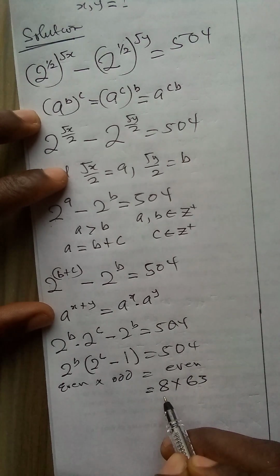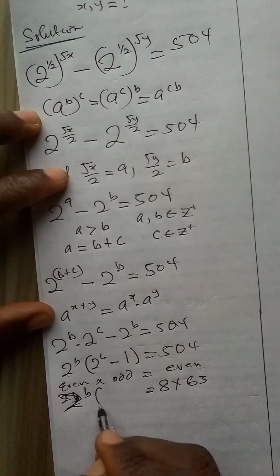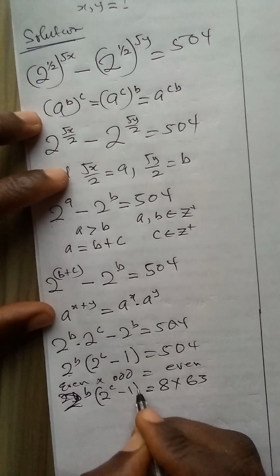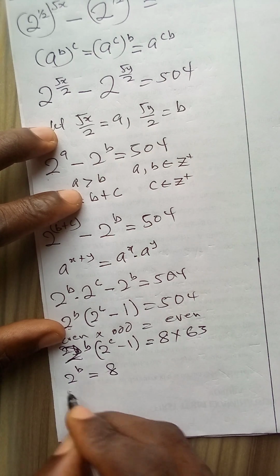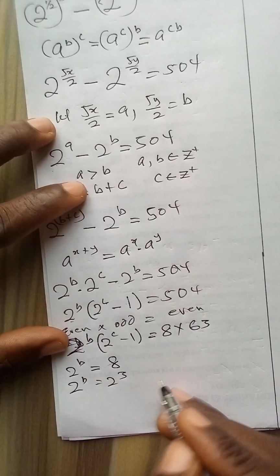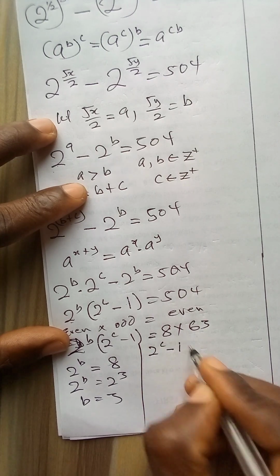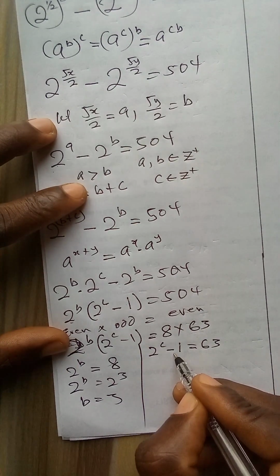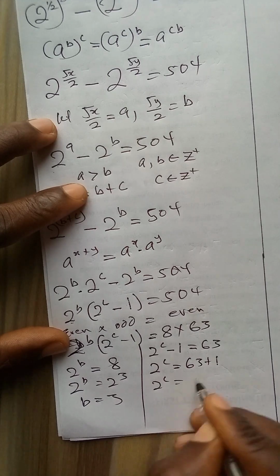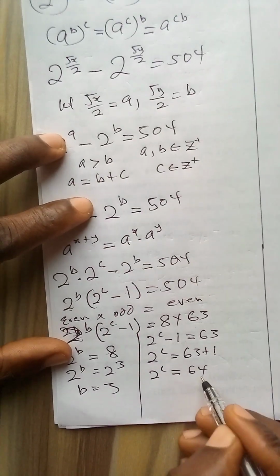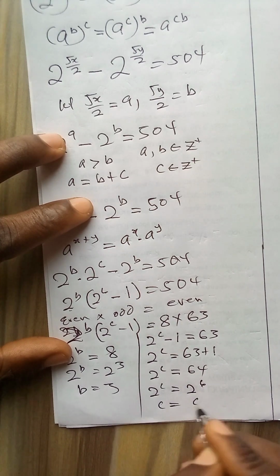Now let's remember that this one must be equated to this 2 to power b, and this must be equated to this. Now if we equate them, 2 to power b is equal to 8, and 8 is 2 to power 3. Therefore b is equal to 3. Also, 2 to power c minus 1 is equal to 63. Now let us move this 1 to the other side. So 2 to power c equals 63 plus 1. Therefore, 2 to the power c is 64. I can also express 64 as a number in base 2. So 2 to the power c equals 2 to the power 6, where c is equal to 6.